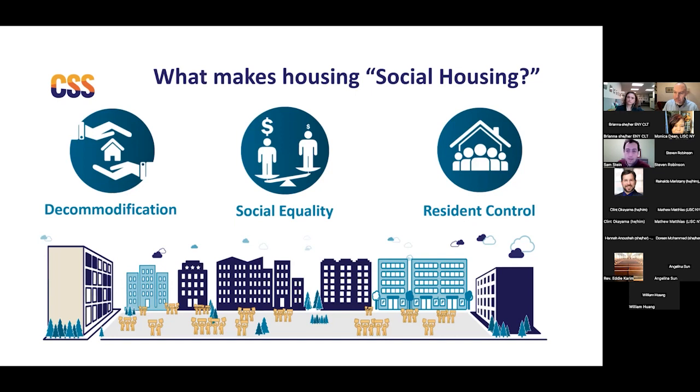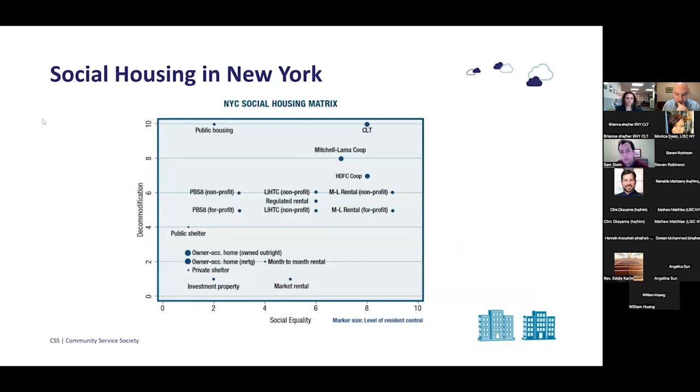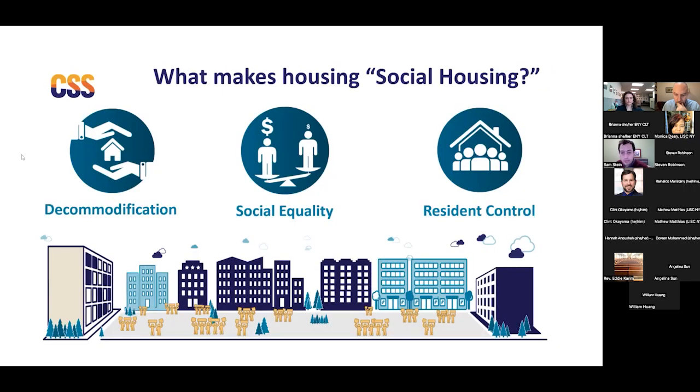So that could mean a cooperative where the residents vote on elected leaders who do both the day-to-day operations and make important long-term decisions. It could be a nonprofit that has on its board the residents of the housing who live in the housing that it owns. It could be an elected residents association, like in public housing, but we'd love to see them have much more structural power in terms of how the housing is run. So those are the three pillars of social housing: decommodification, social equality, and resident control.